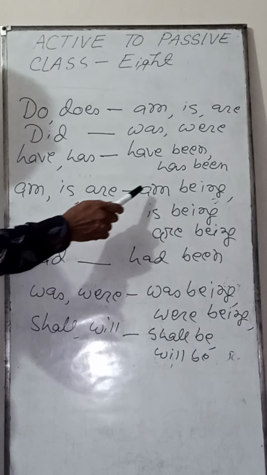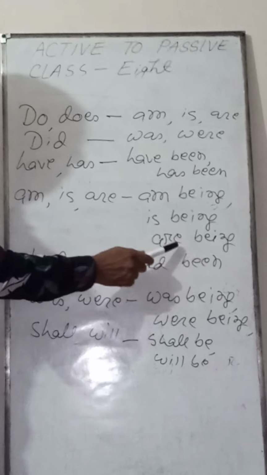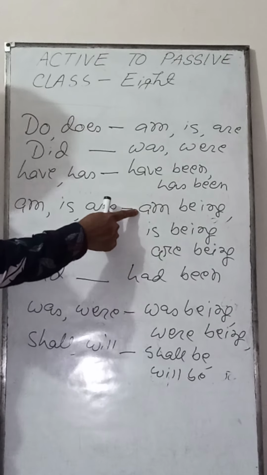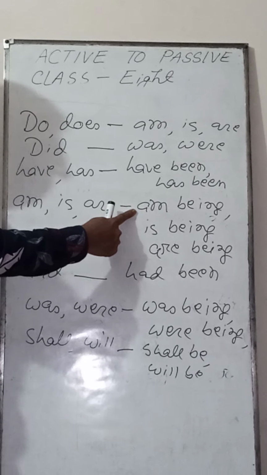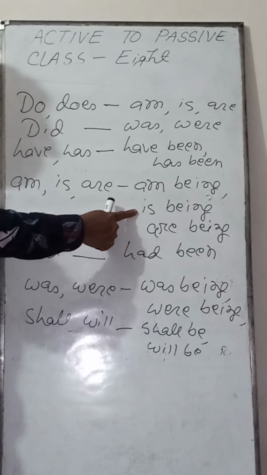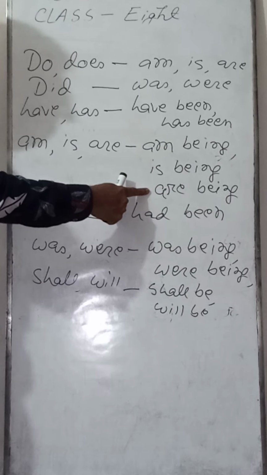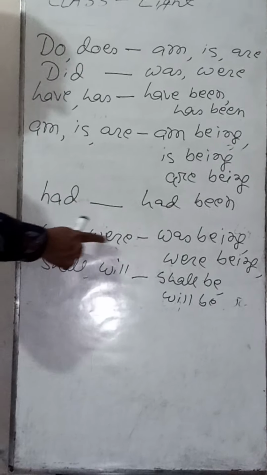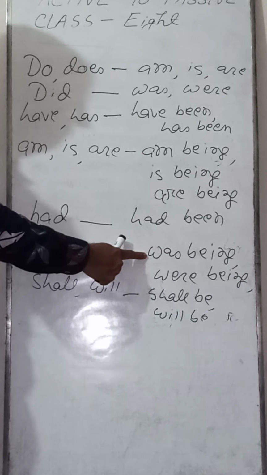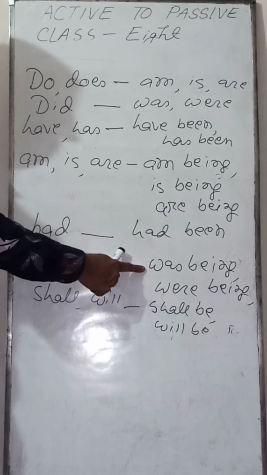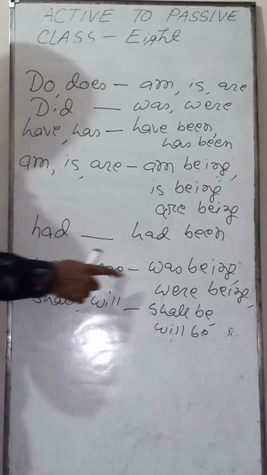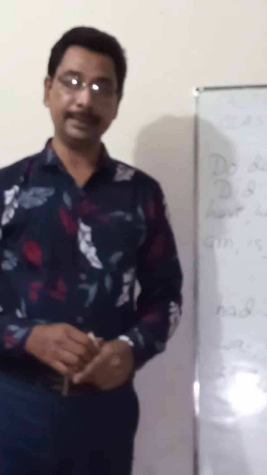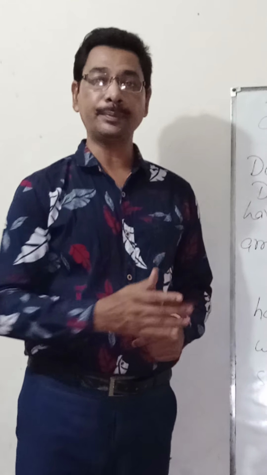Am, is or are become am being, is being, are being. But where will you write am being, is being, are being? If you say "I am being"; if you find a singular thing, is being; and if you find a plural thing, you have to write are being. Same as was or were: if you find any singular, you will write was being, and if you find any plural, you will write were being. And now you have to memorize all these things to change the sentence from active to passive.